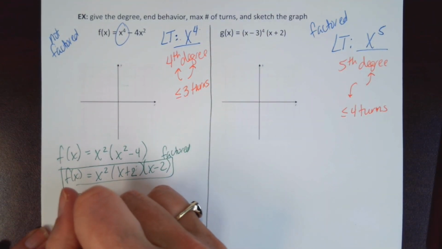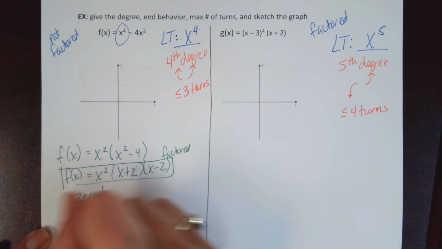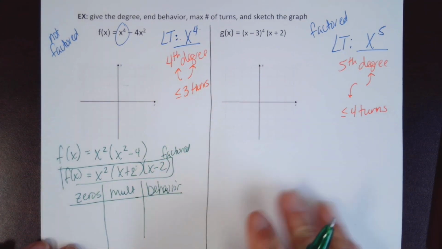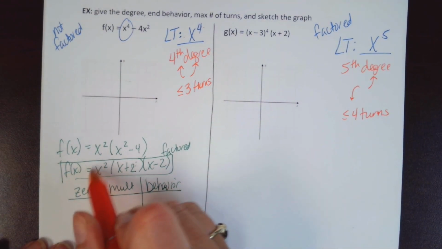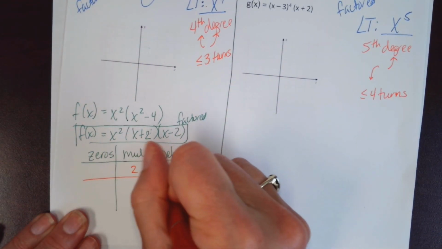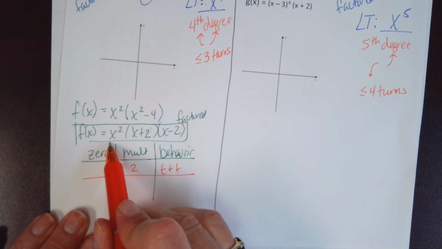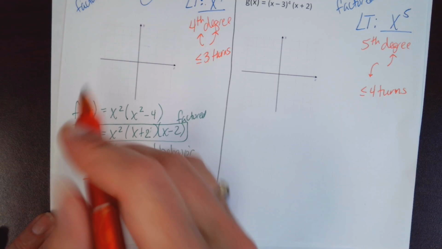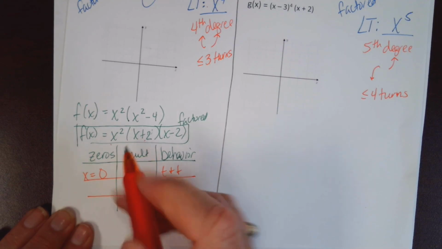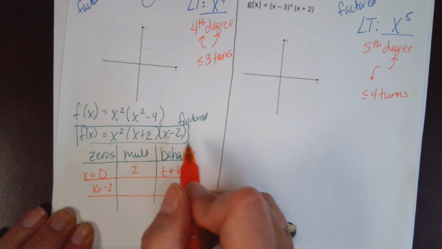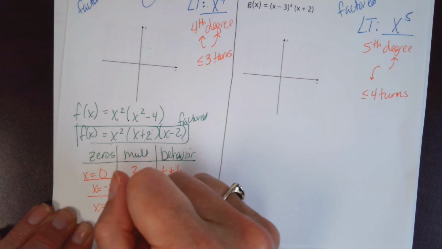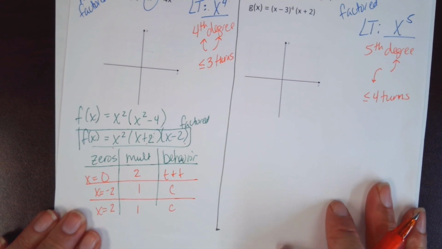Which means I've got 3 zeros because I have 3 factors. And I can do my behavior chart. I've got x squared is multiplicity 2, which means it's going to touch and turn. If I set that equal to 0, square root of 0 is 0, so that's x equals 0. For the next one, if I set that equal to 0, I have x equals negative 2, and for this one I would have x equals positive 2. The exponent on each of those is just 1, so I'm going to cross at each of those intercepts.